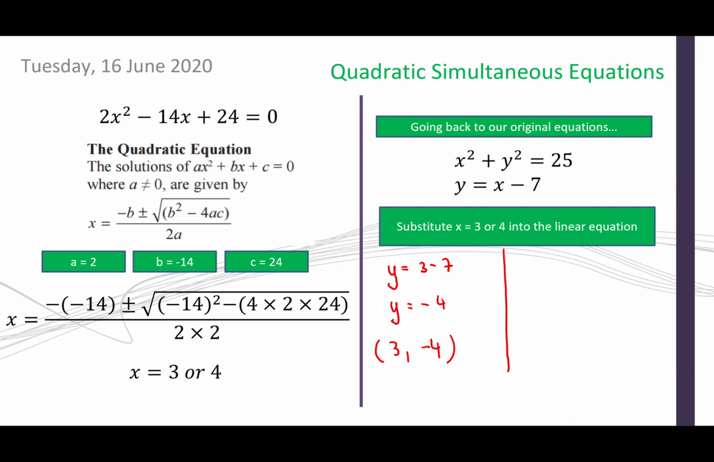Now don't forget, when you're solving a linear and non-linear equation, you should have 2 values for x and 2 values for y. To find your second value of y, we take our second value of x, 4, and substitute it into our equation. That gives us y is equal to 4 minus 7. So y is equal to minus 3. Our coordinates are 4, minus 3. Okay, let's try that again.